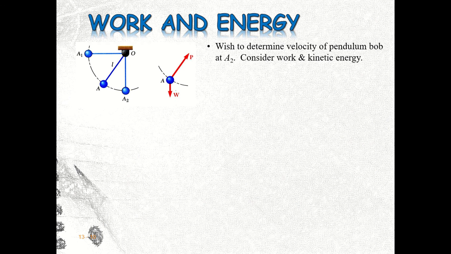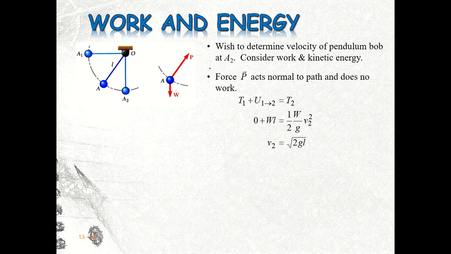And the next concept is something like this. For example, we wish to determine the velocity of the pendulum bob at A2, meaning at this point here. Consider work and kinetic energy. So consider force P here: there is a force that holds the pendulum when the position is at A, going in the direction to hold this pendulum. So that is our force P. Force P acts normal to the path and does no work.